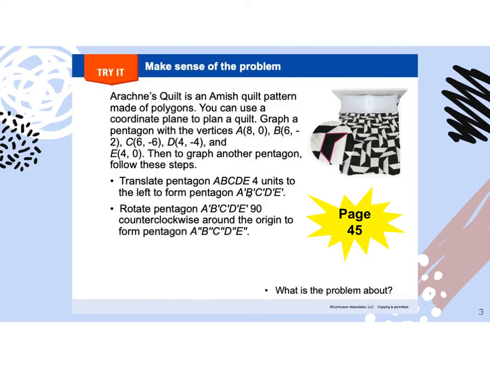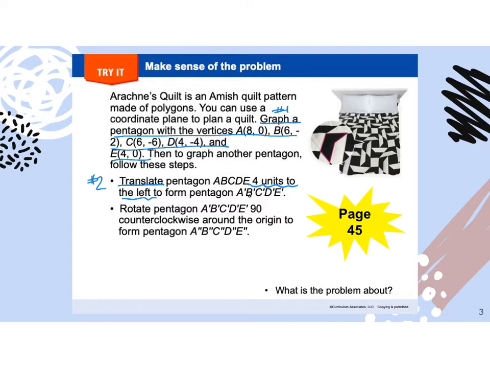So the first thing that we're being asked to do is to graph this pentagon, and they've given us the 5 points. So this is number 1. Graph the pentagon. Then we're going to graph another pentagon, and they've given us the steps. So second, I'm going to translate my pentagon 4 units to the left. And that's going to give me the primes: A prime, B prime, C prime, D prime, E prime.